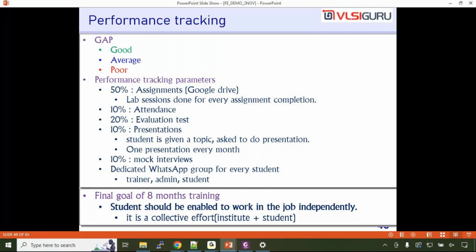That is a collective effort. Institute alone cannot do, student alone cannot do. It has to be done mutually. Then only you reach that point. That's the final goal. So assignments, evaluation tests, presentations, mock interviews, they're all in that direction. They're done for you to achieve that. Today, if I ask you, are you ready? Probably no. But after 8 months, if you put in regular effort, you will definitely reach there.